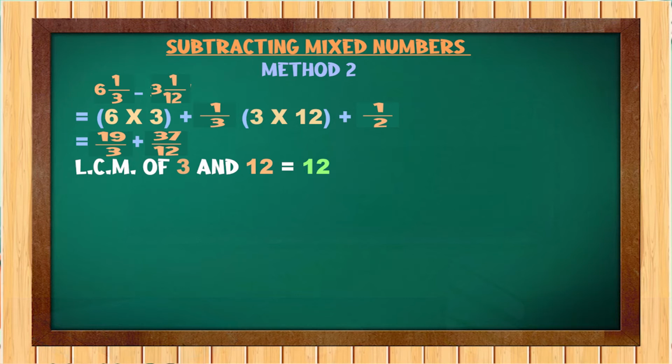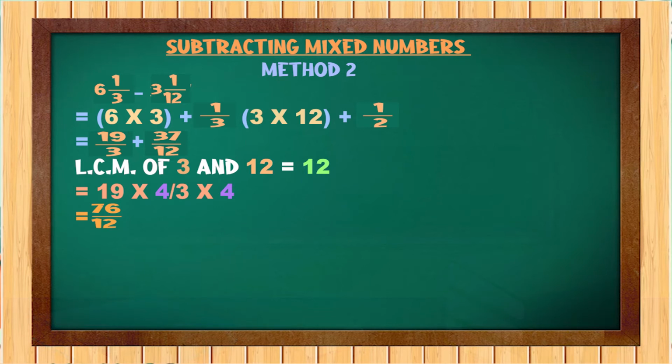So let's look at the first one, which is 19/3. To convert 19/3 into a like fraction, we're going to divide 12 by 3. That would give us a value of 4. But we're not done yet. We multiply that value by the numerator and by the denominator. So multiplying 4 by 19 will give us 76, and multiplying 4 by 3 will give us 12. So 19/3 is now converted into 76/12.